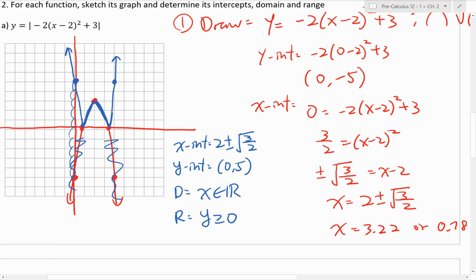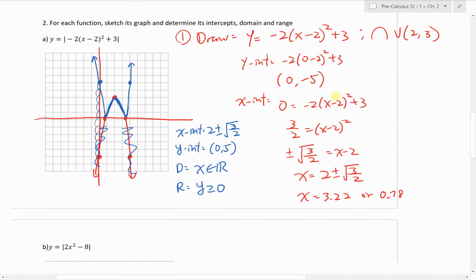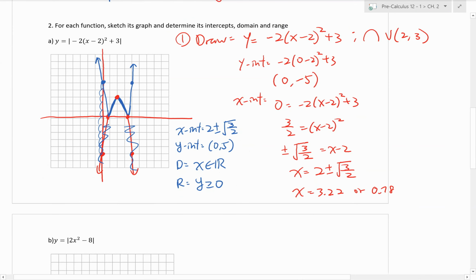Okay, so I'm going to zoom out a little bit here. I'm going to pause the video. Okay, and you can try part B and see if you can do it. Again, the first step is to draw the inside function, 2x squared minus 8. Good luck.